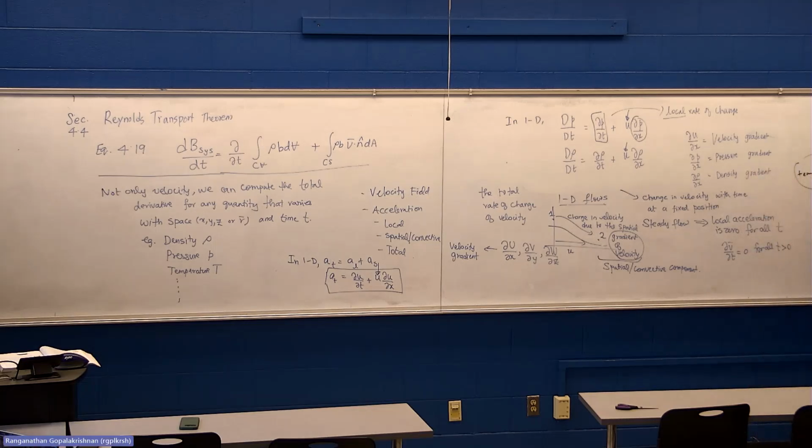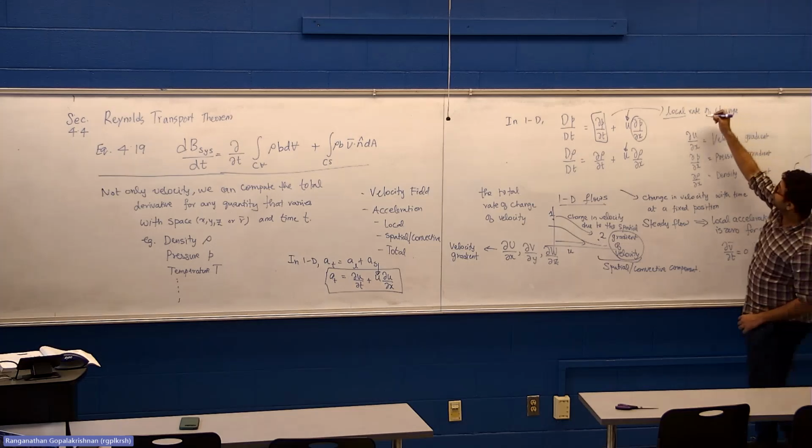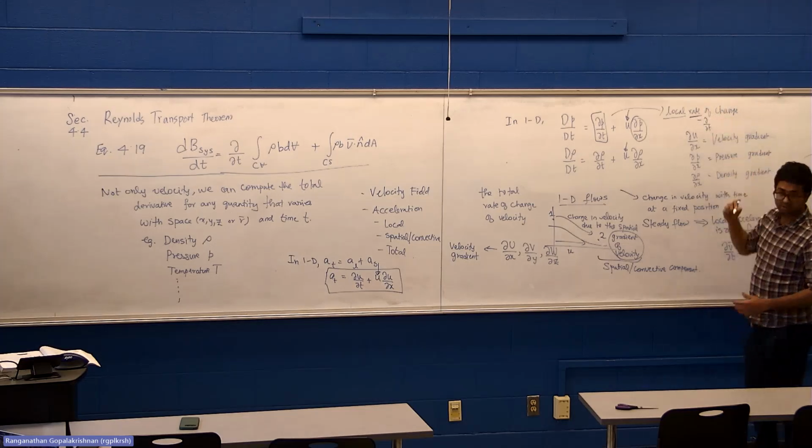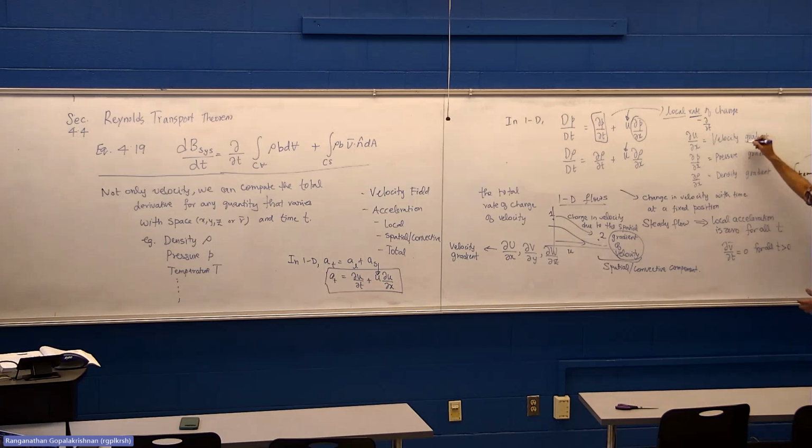Here's a way of thinking about this. Whenever you think about rate, it is a time derivative. It's a change with the time. Whenever you think of gradient, that is a spatial change. It's a derivative with respect to a spatial coordinate. Okay? You can think of it like this.